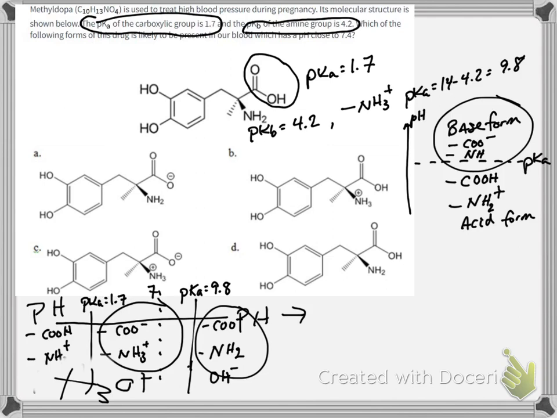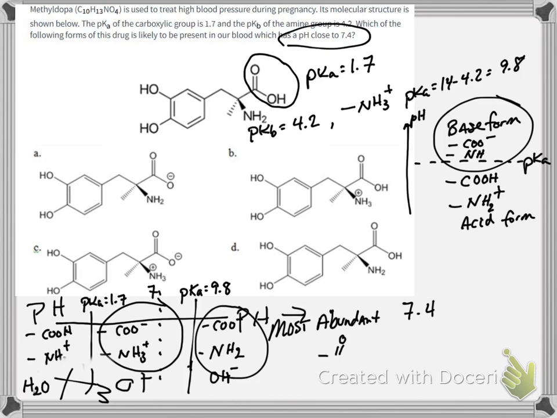All right, so in this question, we now have all the information we need. So at 7.4, we expect the carboxylic group to be in its negatively charged base state. At pH 7.4, we expect the amine to be in its positively charged acid state, and that would give us answer C.